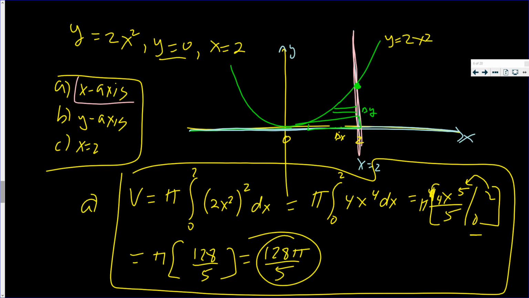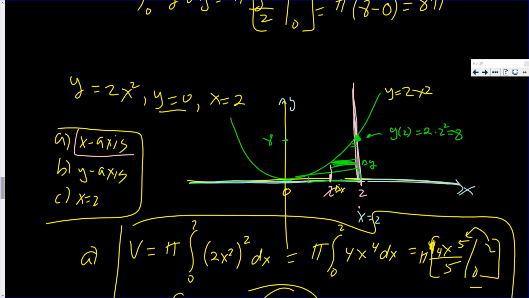Now, what is the radius? How long is that piece? That's what we want to know. Well, given that this is x, and that this mark here is 2, if I want to know how long that distance is, it's the right end point minus the left end point. It's simply 2 minus x. And I have to square that.